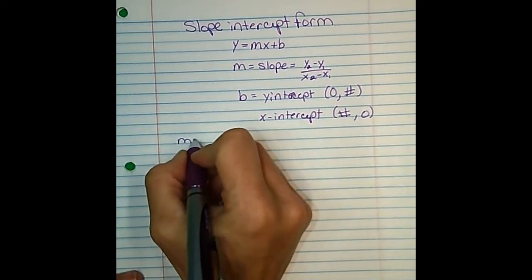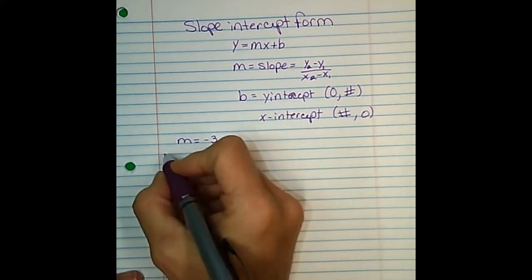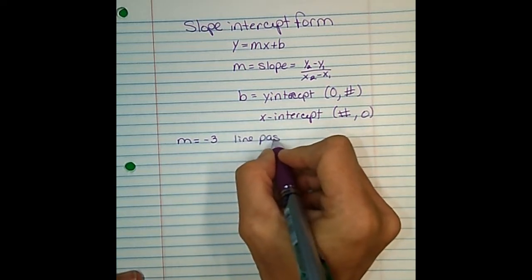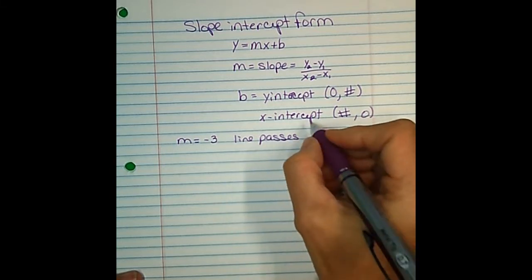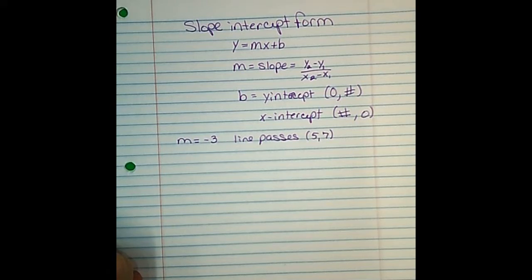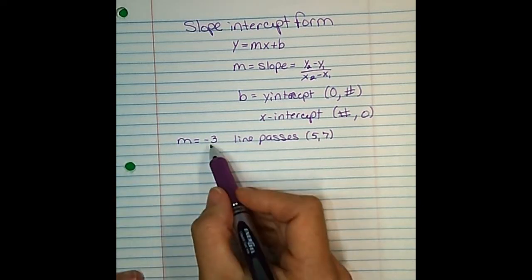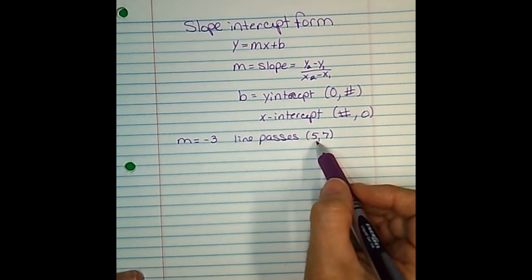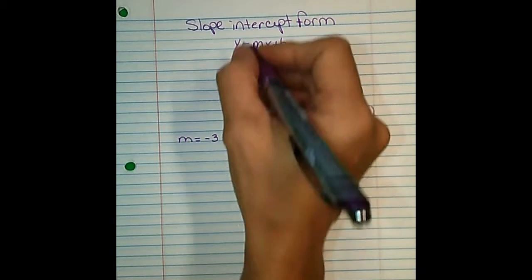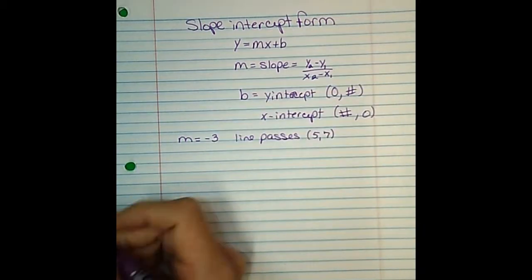Say that I have a slope of -3 and this line passes through an ordered pair of (5, 7). So I want to solve for it in the slope-intercept form so I can graph this line, because again, all we need is 2 ordered pairs and we can graph it. Well, if I know what the slope is, all I need is the y-intercept and I can graph it. So let's take this and solve for the slope-intercept form.